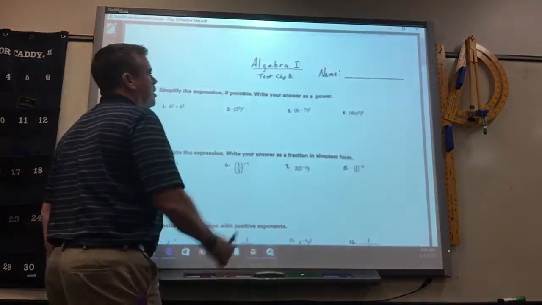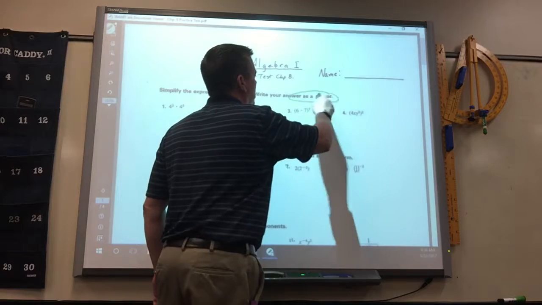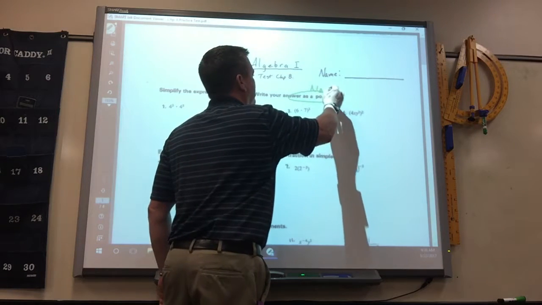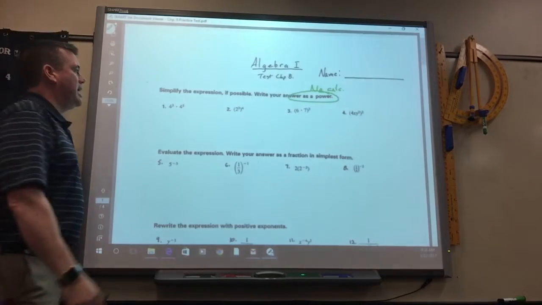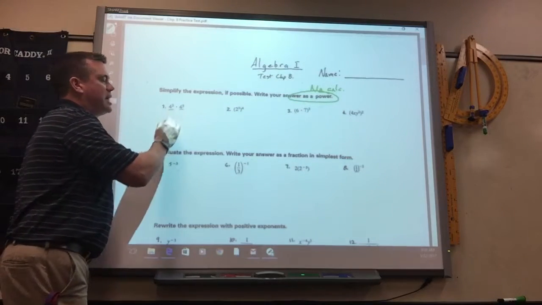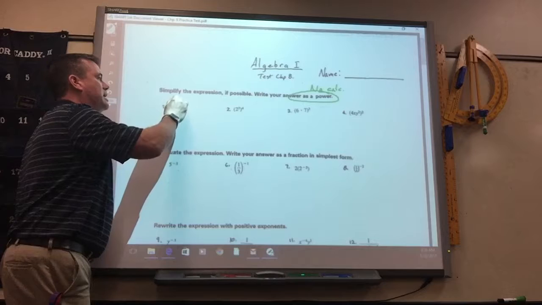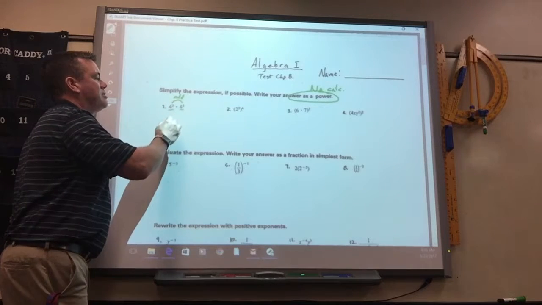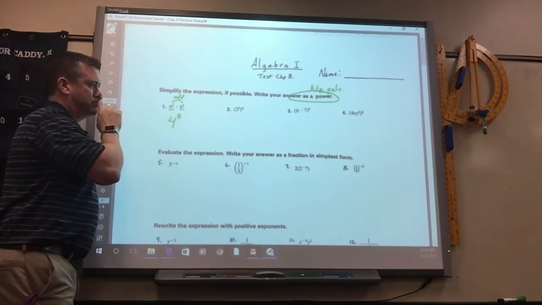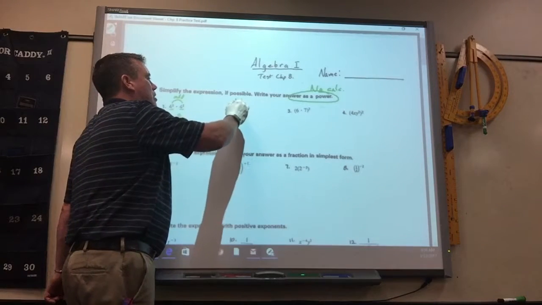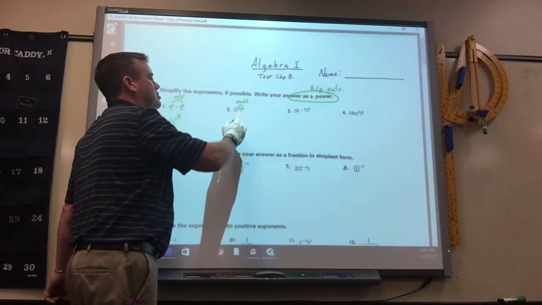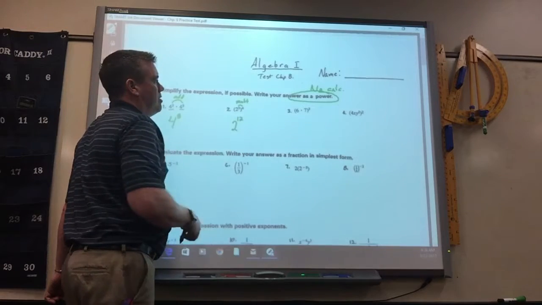So for these first four, when it says write it as a power, that means you don't need a calculator. It's just simplifying it. When the base is the same and you're multiplying, you add the exponents. So it's just 4 to the 8th. When it's a power to a power, you multiply. So that's 2 to the 12th.